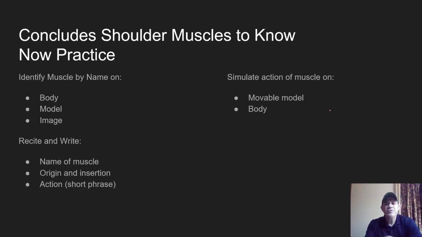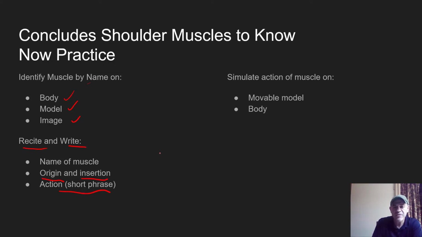So this concludes the tutorial on the shoulder muscles that you need to know. Now it's time to practice. Make sure that you practice identifying by name these muscles, either on your body, a model, or an image. And in order to do this, it would be useful to recite and write, because you have to spell them out, the name of the muscle. You also need to know the origin, so you want to recite that, and the insertion, as well as an action.